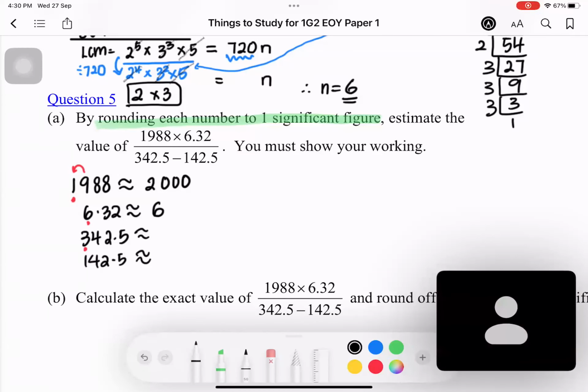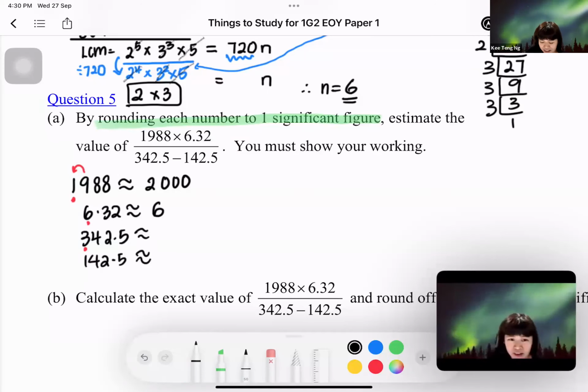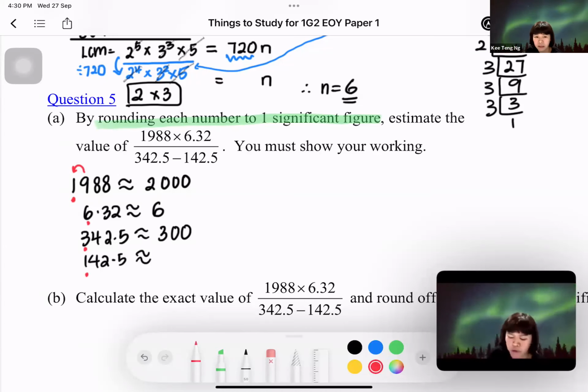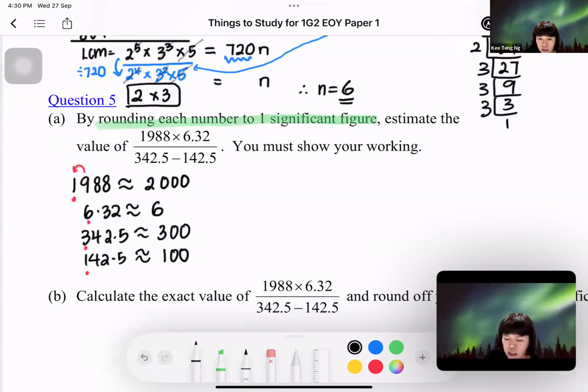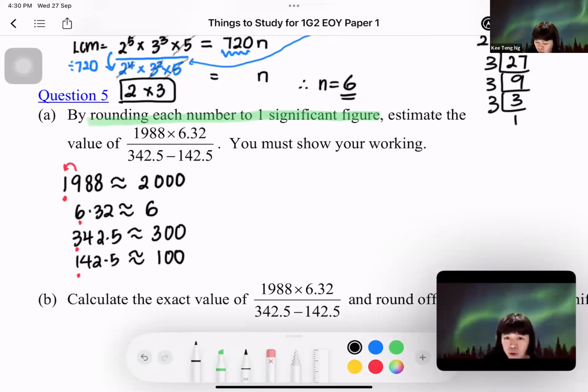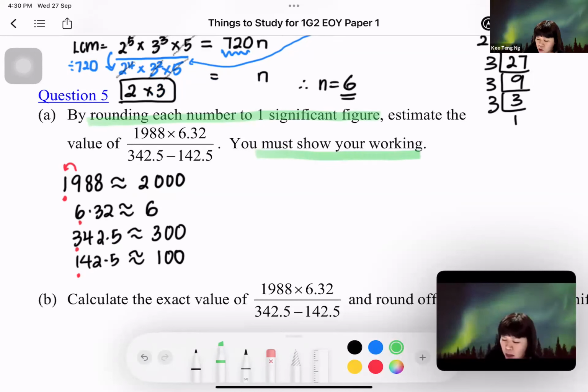30. 30 cannot. This is 30 or 342? 30 or 300? 300, right? This is 342, so yes, it's 300. Next one, 142.5, the 1, so round off, become 100. So the question says round each number to 1 sig fig. Show your working. The question says you must show your working, so show the working that you round off. Okay, can.